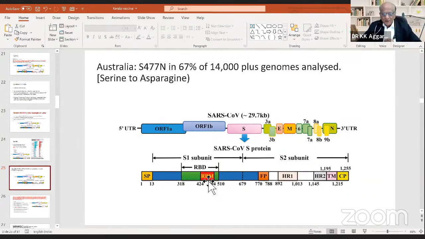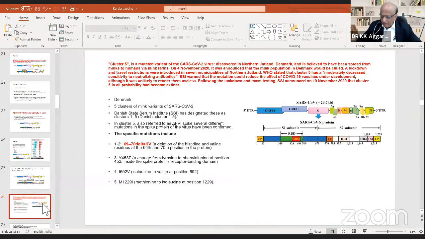So therefore, all the people who have made an association will start looking for an option. We take 440 from India or 477 from Australia. If this enters into it, it will become further serious. The concern comes from a cluster 5 mutation which came from Denmark. In Denmark, there was a cluster of viruses where the most important thing was the deletion of 69 and 70. Deletion of 69 and 70.